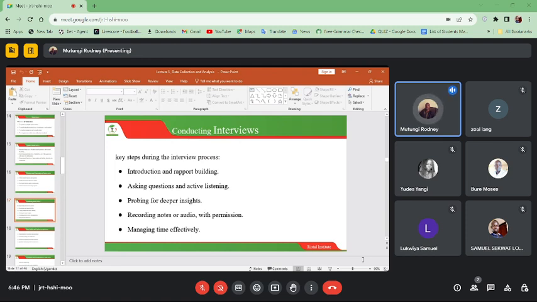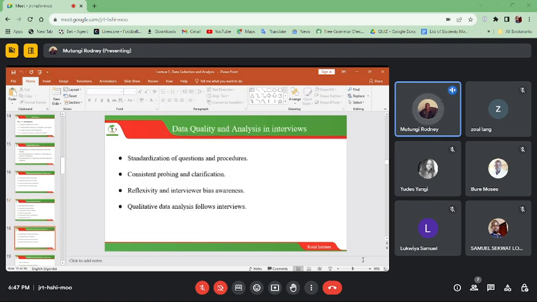Then managing time is very essential, because an interview, especially an in-depth one, can take long if you do not manage time very well. This is more like storytelling. Someone will take you here, take you there. So you also need to be a good time manager, so that you can always focus them on what you want. But as you do that, do not limit them. Okay, manage time effectively.